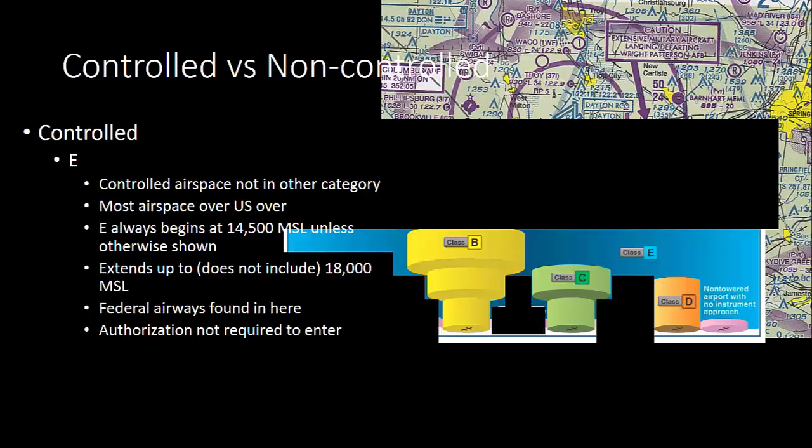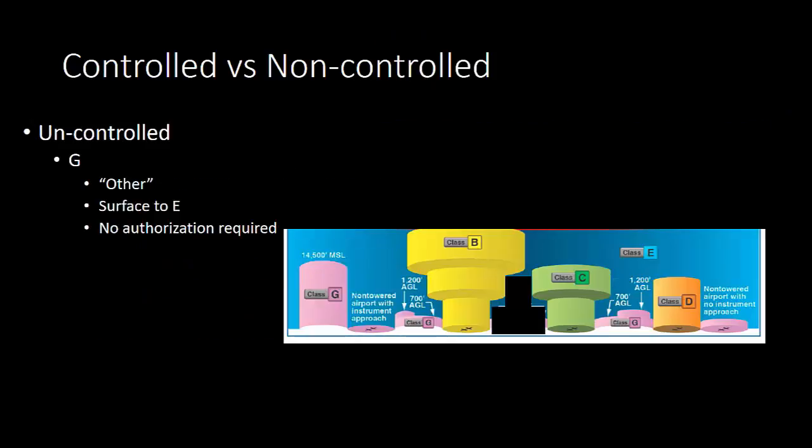Beyond Class E airspace, we have uncontrolled Class G airspace. And Class G airspace, you might say, is other. It's everything below 18,000 feet that doesn't fit in another category. With Class G airspace, this is out over areas that there's nothing there. You can do anything. There is no authorization required. As far as a drone pilot, you really don't have to worry about these areas at all. Just watching out for other aircraft is all you're really asked to do.